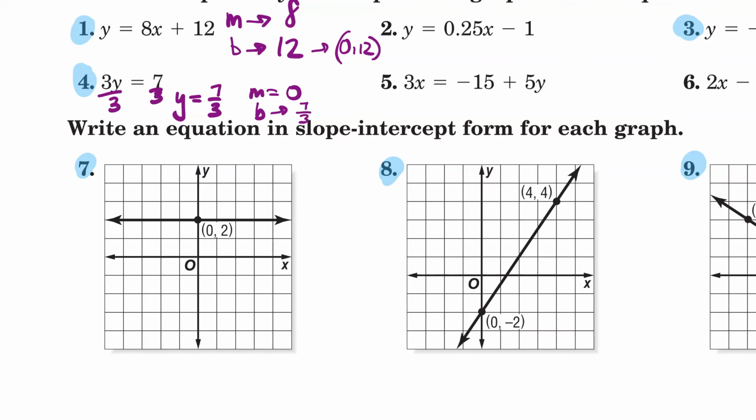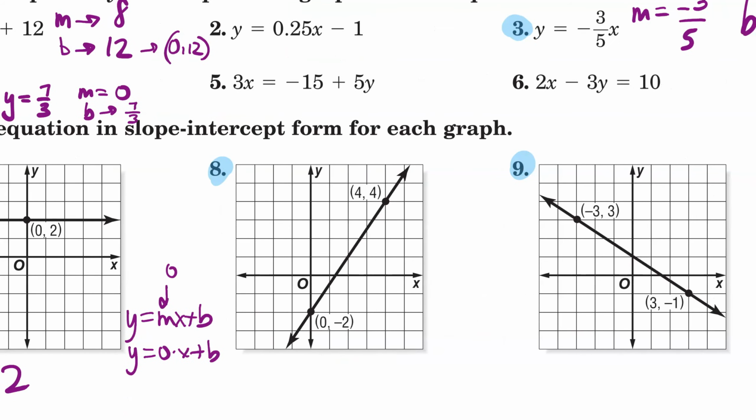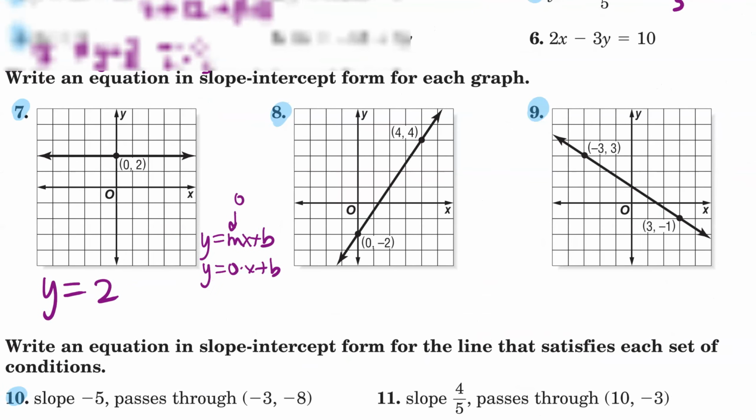Alright, so we want to write an equation in slope-intercept form for each graph, 7 through 9. How do you know it's y equals 2? There's no slope, because if I said y equals mx plus b, and my slope is 0, I have y equals 0 times x plus b. Well, 0 times x just goes away. Awesome. So try out 8 and 9. Don't yell out the answer yet. I want you to try 8 and 9.